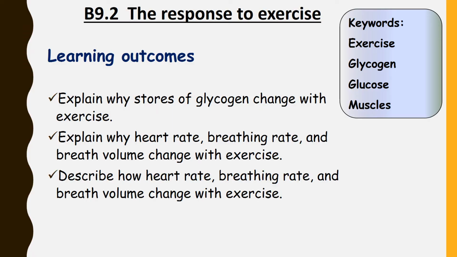Okay, so that is it from me on this lesson on how our body responds to exercise. So hopefully we're able to describe how the heart rate, breathing rate, and breath volume changes with exercise. So all of them increase when we're exercising. Hopefully for 4 to 5s, we're able to explain why heart rate, breathing rate, and breath volume change with exercise. So the heart rate increases to pump more oxygen and glucose to the muscles. Breathing rate increases to take in more oxygen and get rid of more carbon dioxide, and the same for breath volume as well.